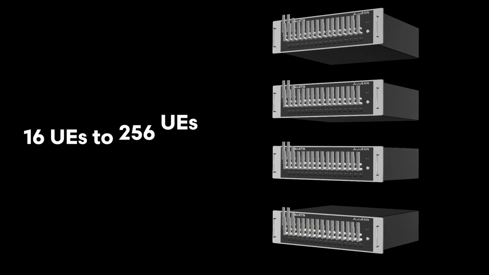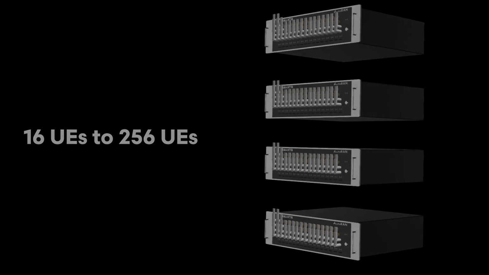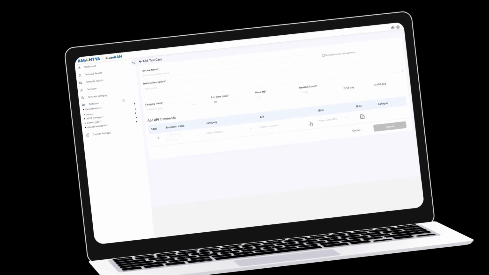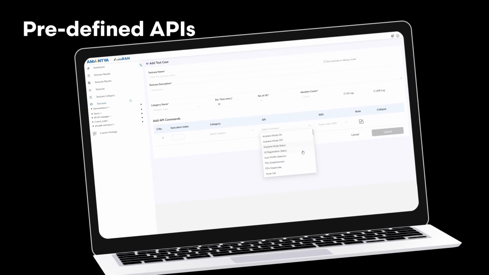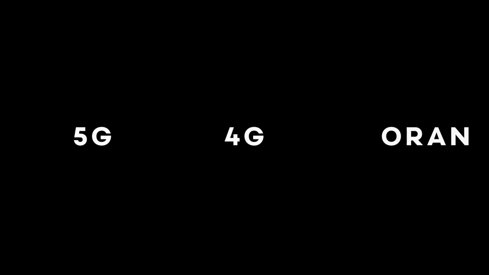Amantya's AutoRAN is scalable from 16 UE to 256 UE depending upon the customer's testing requirements. It also provides flexibility for the user to select predefined APIs for testing various parameters. AutoRAN comes with pre-built test plans for 5G, 4G, and ORAN networks.